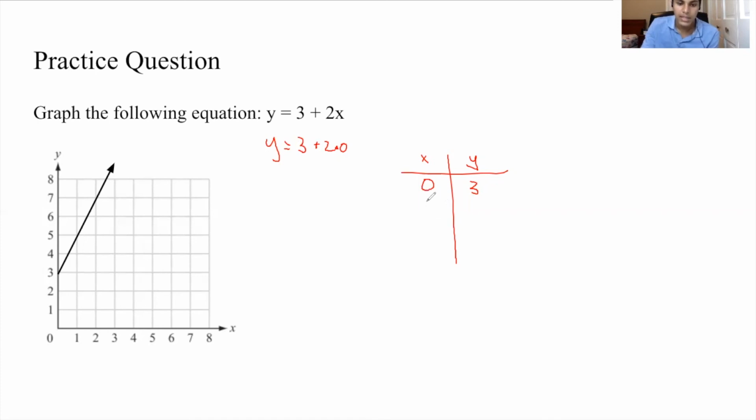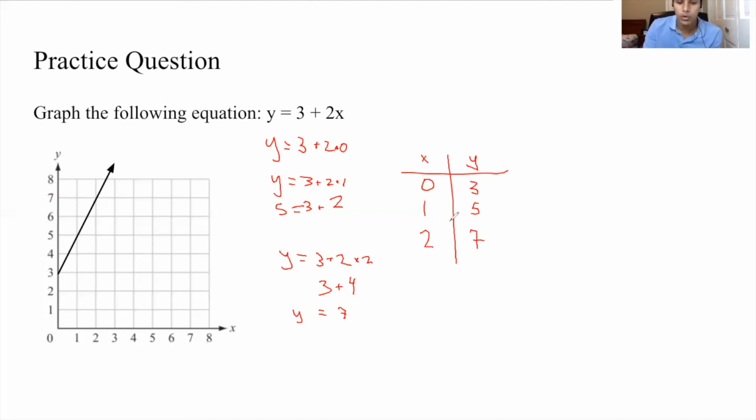All right, next, when x is 1, y is going to be equal to 5, because y equals 3 plus 2 times 1. 2 times 1 is 2, so 3 plus 2 is going to be equal to 5. So y is 5 when x is 1. And let's do one more point that we can put on our graph. When x is 2, y is going to be equal to 7 because y equals 3 plus 2 times x. X is 2, so it's y equals 3 plus 2 times 2. 2 times 2 is 4, and then if we add 3, we get 7. So y is equal to 7 when x is equal to 2. So we can put that on our table as well.